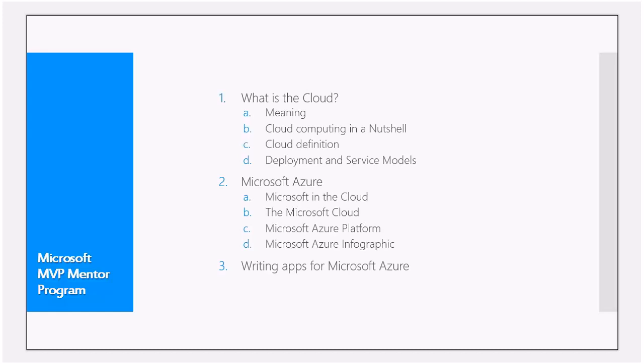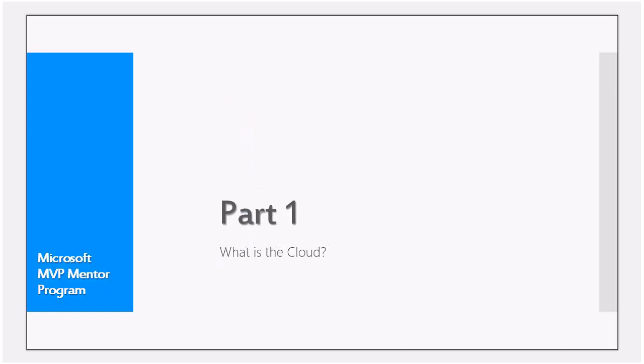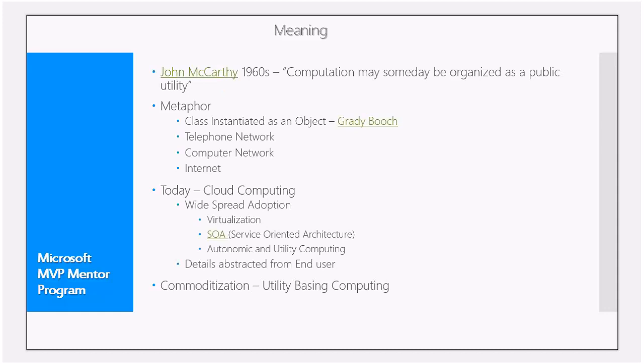So let's get started. Part one, what is the cloud? When we talk about the cloud, a lot of people have a lot of definitions and misconceptions about it. But effectively, the term was coined by John McCarthy back in the 60s. His definition of cloud is computation that may someday be organized as a public utility. John McCarthy was a very smart guy. He also coined the term AI, or artificial intelligence. So he made a few contributions to computer science, as you can tell.